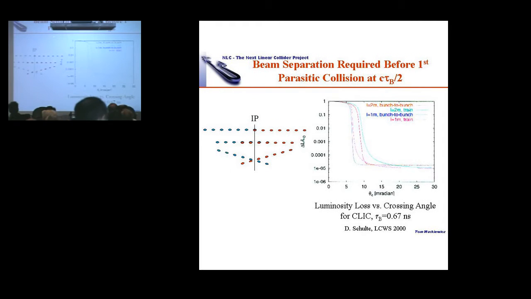So why is there a crossing angle? Basically, you have to avoid parasitic collisions. You have to separate the beams so that parasitic collisions are avoided. Here we have that on the left pictorially, where beams hit each other before the primary IP if they're bunched too closely, and putting in a crossing angle takes that away. On the right side is a plot that Daniel Schulte showed at the Fermilab conference in 2000, showing the loss of luminosity as a function of crossing angle for the CLIC scheme, for a number of different schemes, different L stars and whatnot.